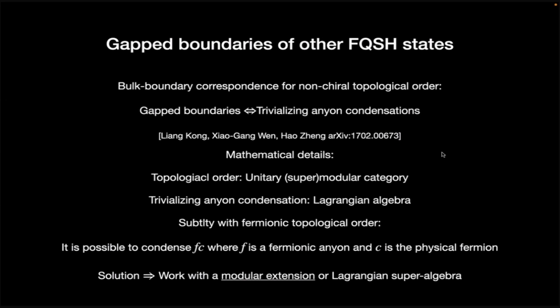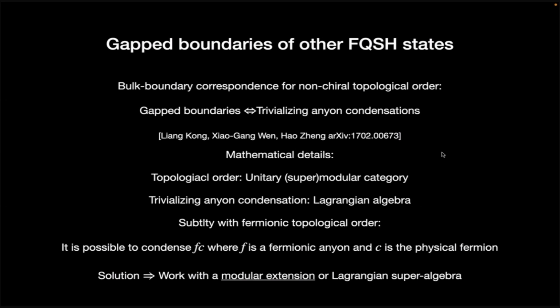And a trivializing anyon condensation is described by a Lagrangian algebra, which is a non-Abelian generalization of a Lagrangian subgroup. For Abelian topological order, we can work with Lagrangian subgroups. But in general, for a non-Abelian order, anyon condensation is described by condensable algebras, and trivializing anyon condensation is described by Lagrangian algebras. And there is also a subtlety with fermionic topological order.